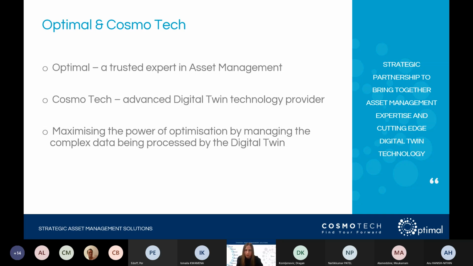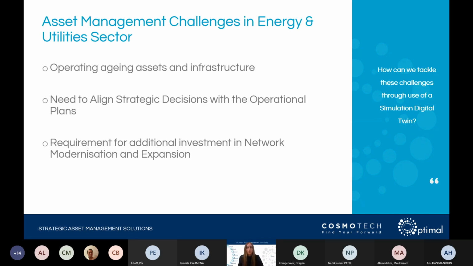Ultimately, digital twin technology allows asset owners to maximize the power of optimization by managing complex assets and organizational data that's being processed by the digital twin. So through this partnership, you ultimately get 2 for 1, so to say: Optimal as a trusted expert in asset management and Cosmo Tech as the advanced digital technology provider coming together to provide services for different industries that we work with together. Moving on, looking at asset management challenges in the energy and utilities sector.